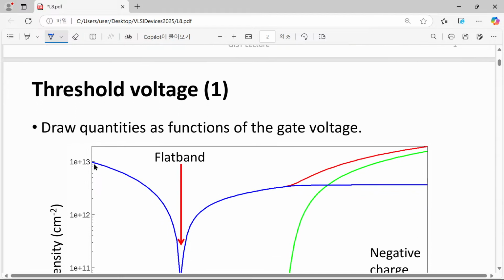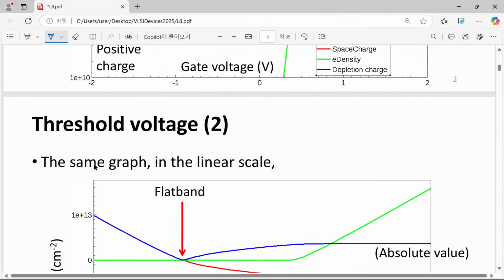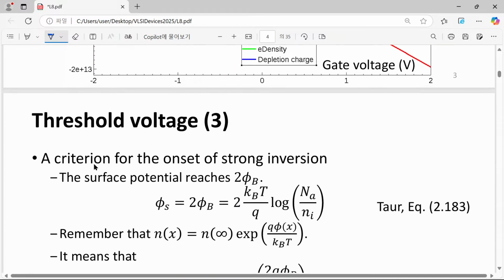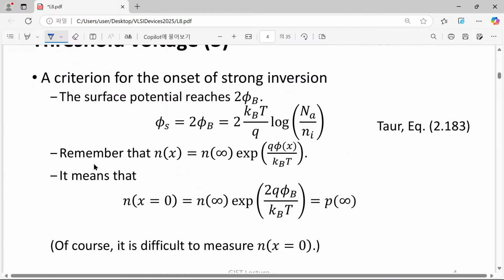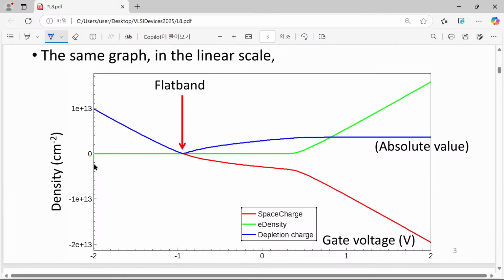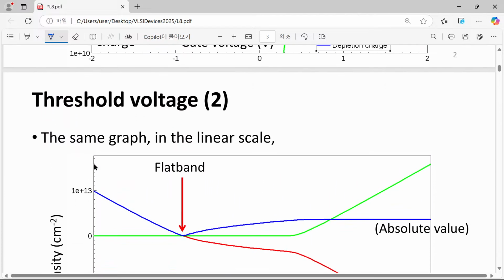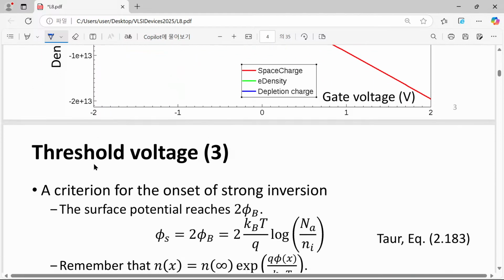Okay, in the previous lecture we have discussed one relation. Where can I find it? So actually, yes, it's lost, but previously we have talked about the semiconductor charge as a function of surface potential.